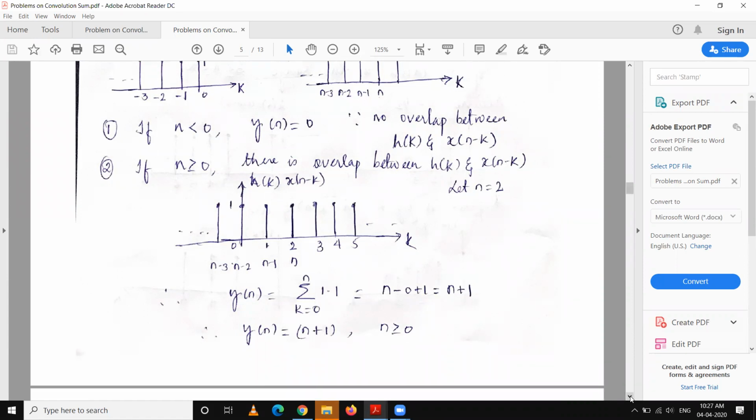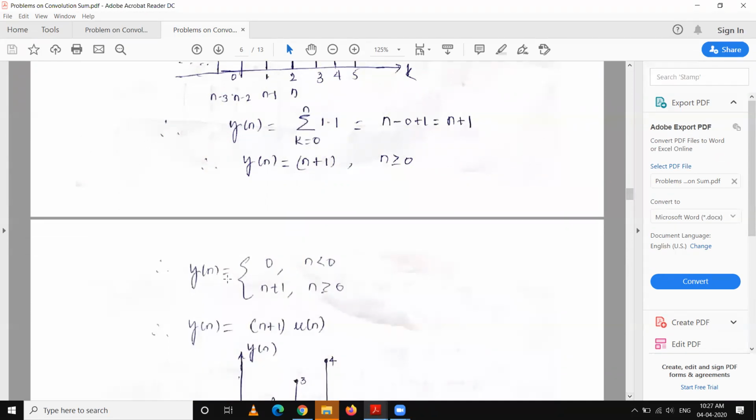In general we write y of n is equal to 0 when n is less than 0, and n plus 1 when n is greater than or equal to 0. So this is the condition. This condition shows that it is nothing but u of n, because u of n is nothing but n greater than or equal to 0. So y of n is equal to n plus 1 times u of n.